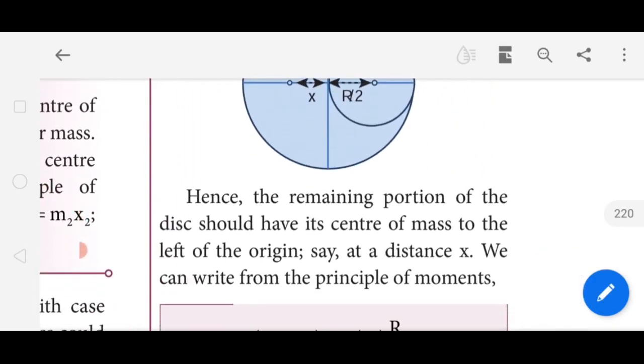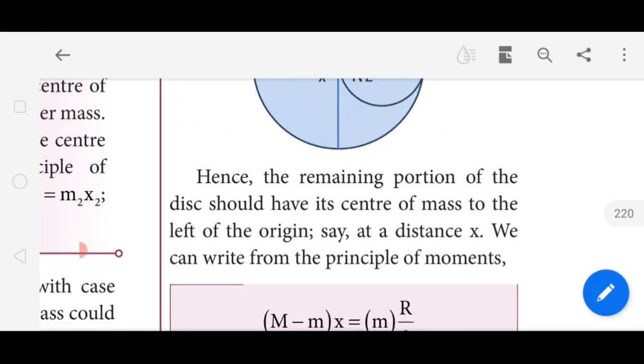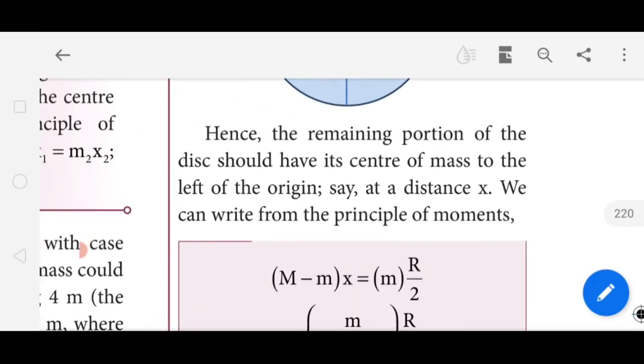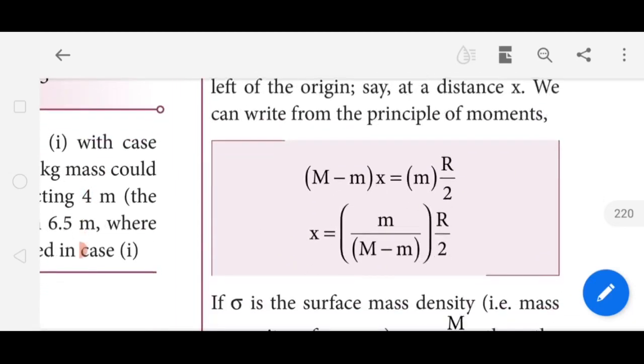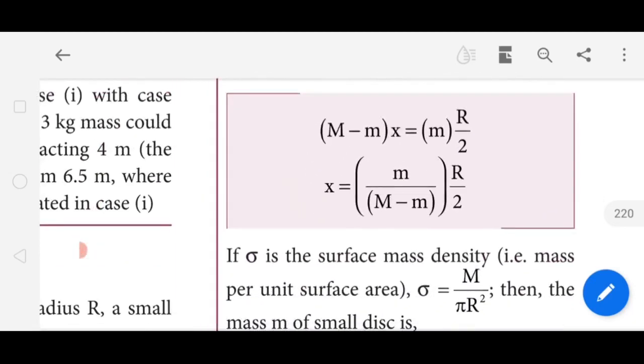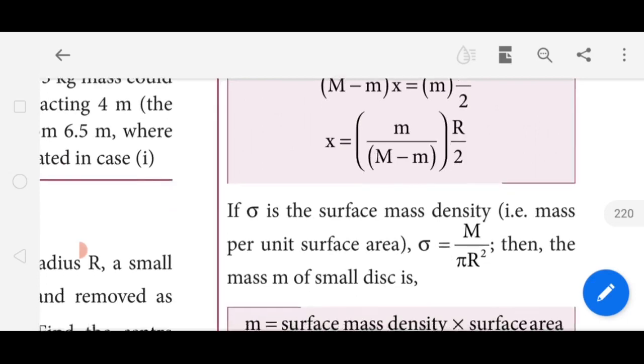So the remaining portion of the disk should have its center of mass to the left hand of the origin, say at a distance of x. We can write the principle of moments, that is (M minus m) into x is equal to m into r by 2. So x is equal to, we are taking this M minus m on the other side, so m by (M minus m) into r by 2.